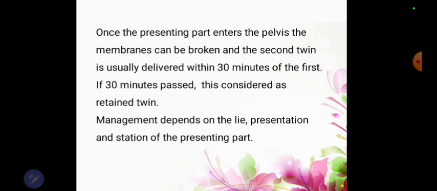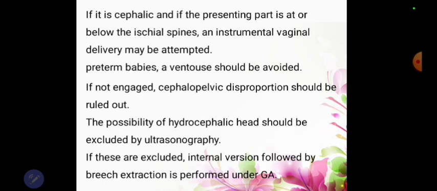Management depends on the lie, presentation, and station of the presenting part. The lie is longitudinal or transverse; the presentation is either cephalic or not; and the station is engaged or not engaged. If it's cephalic and the presenting part is at or below the ischial spines, engaged and low, instrumental vaginal delivery may be attempted, but in preterm babies, ventouse should be avoided. The risk of intracranial hemorrhage is much more common in preterm.